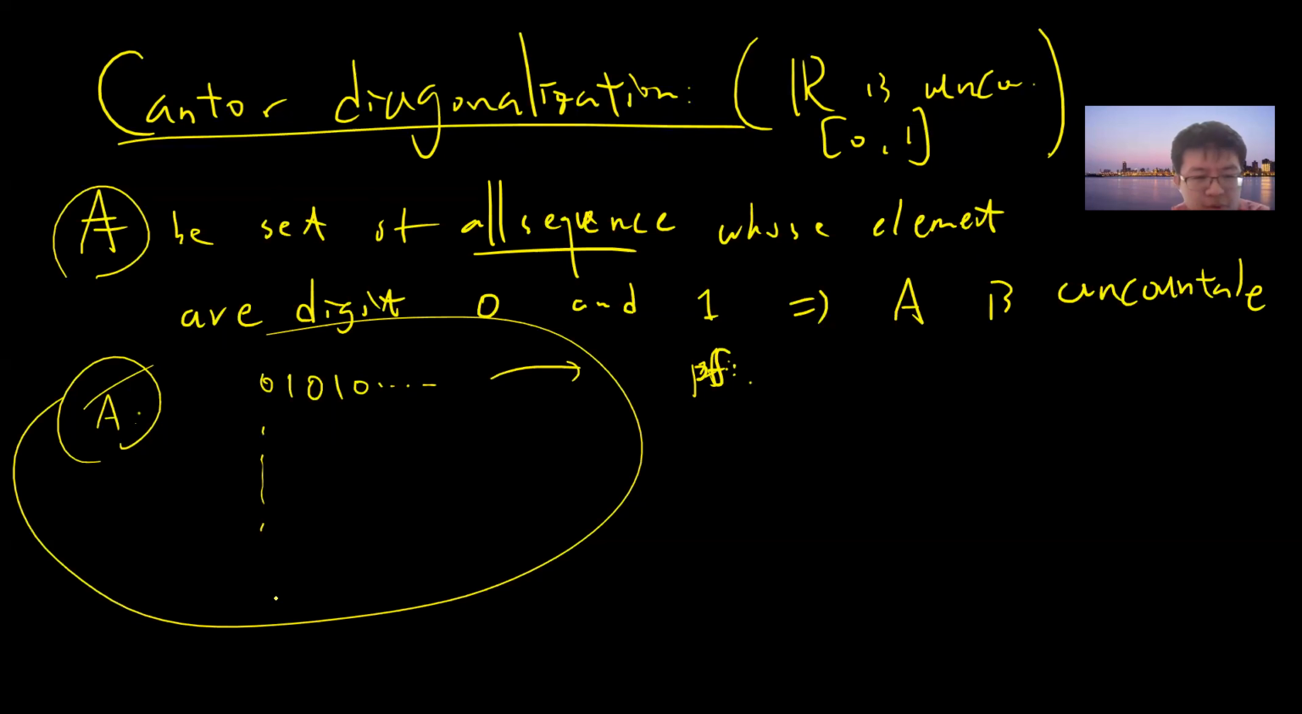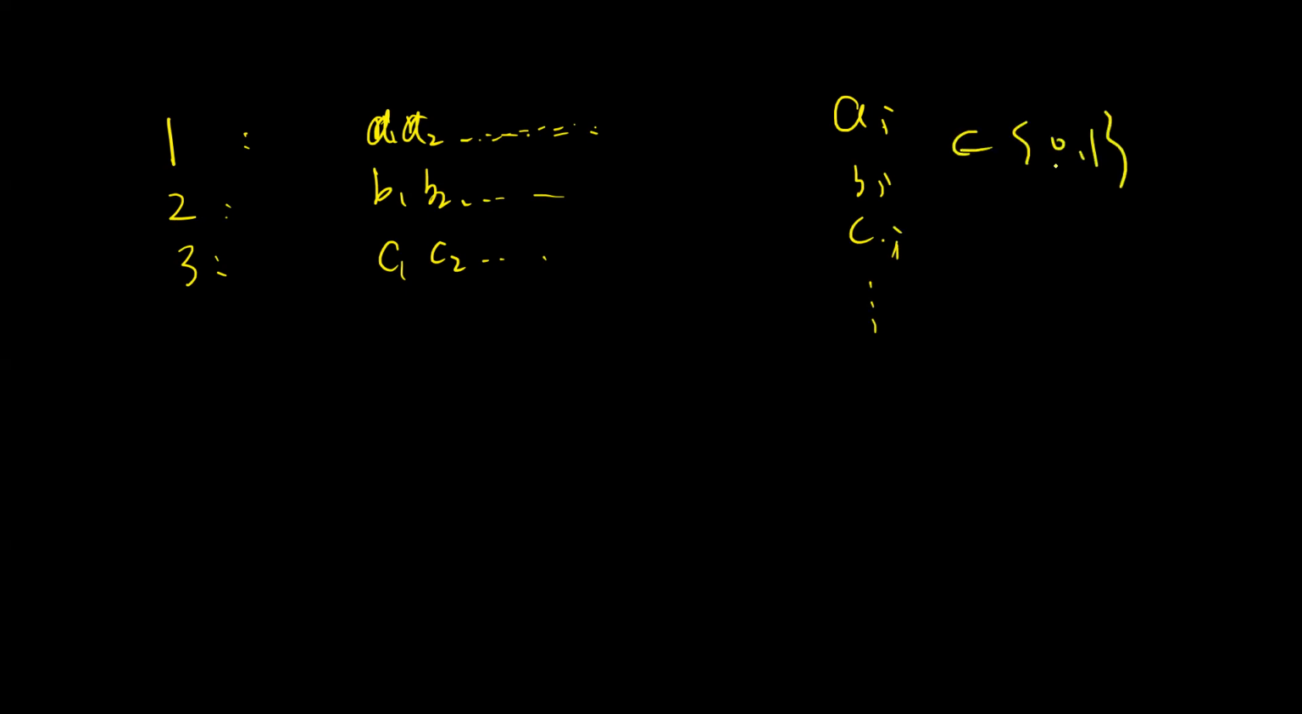The diagonalization idea is just proof by contradiction. Suppose A is countable. Then I can label the elements of A. Let's say I label the first element A1, A2, and for the second one I call it B1, B2, and for the third one I call it C1, C2, and all these entries, A_i or B_i or C_i, are all 0 or 1. Suppose you already labeled it; then I claim that you missed something.